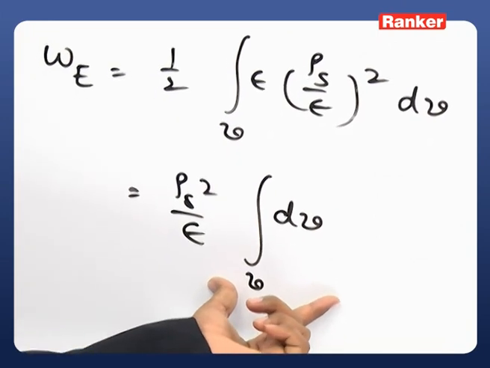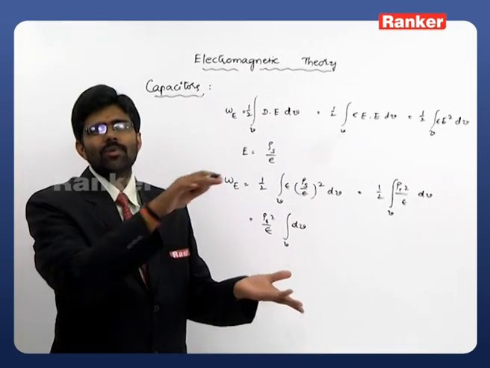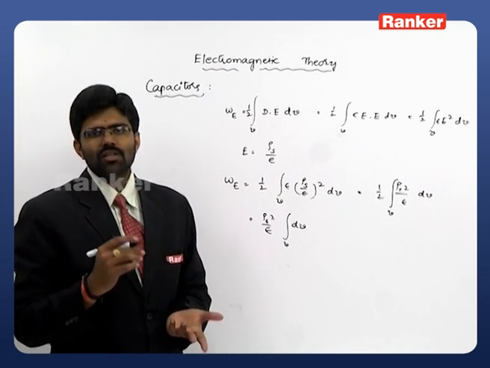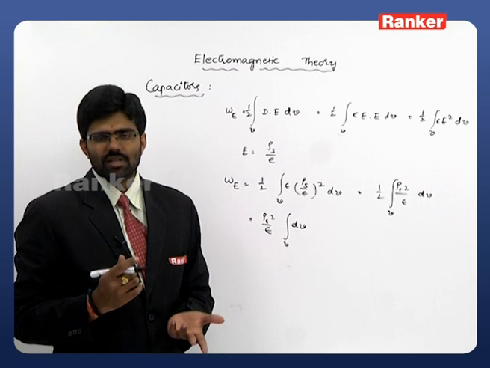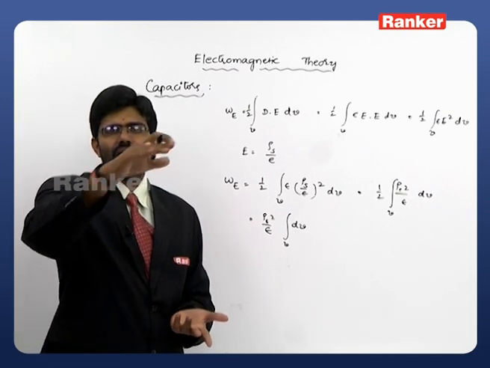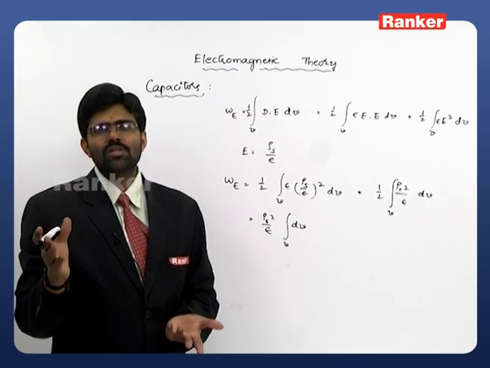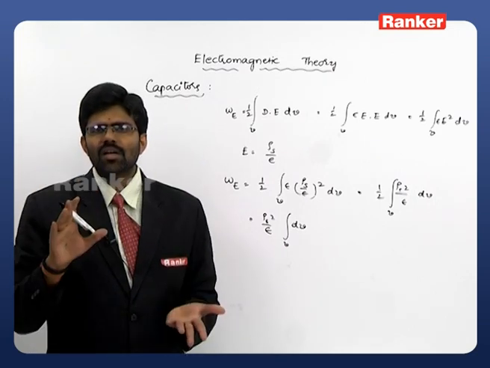Volume integral of dV is nothing but the total volume occupied by the capacitor. Here what we are considering is a parallel plate capacitor. So what is the total volume occupied by the parallel plate capacitor? The cross sectional area is S and the distance between them is D. So S into D will give us the total volume occupied by the capacitor.